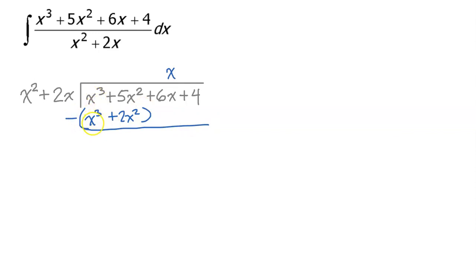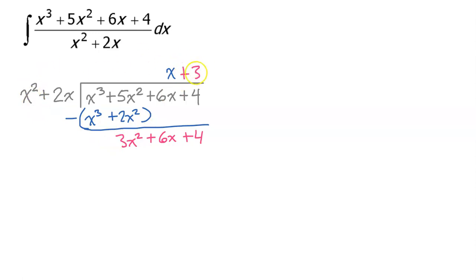X to the third power minus x to the third power is 0. 5x squared minus 2x squared is 3x squared. There's nothing to subtract from the 6x and the 4, so you just bring those down. And then you start over. 3x squared divided by x squared is 3. So that's what goes on the top.